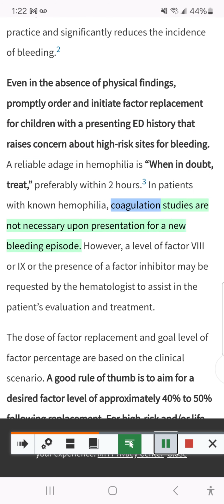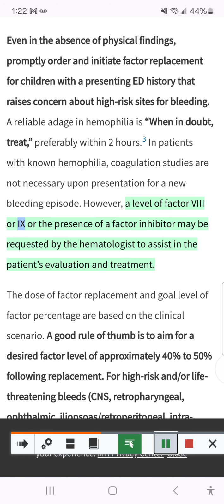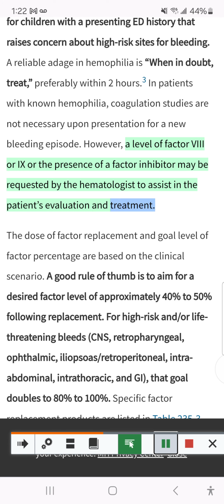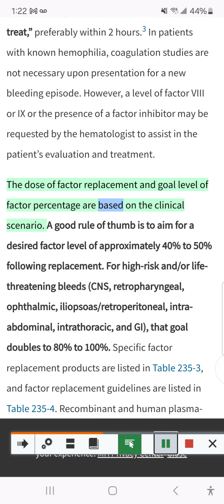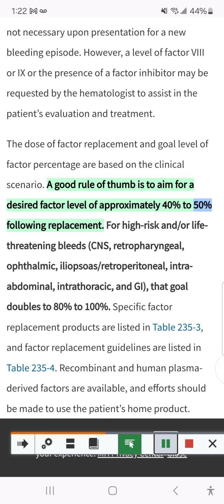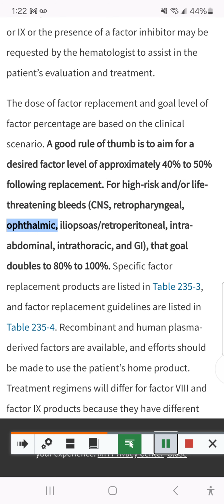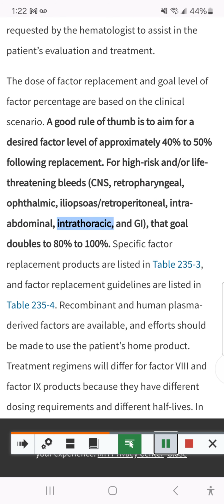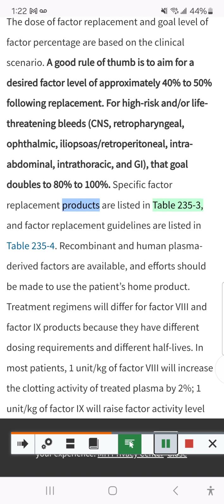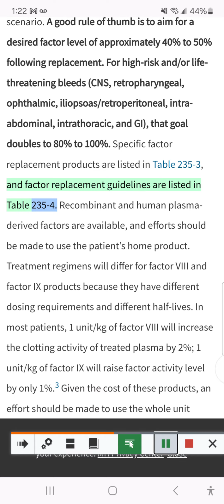In patients with known hemophilia, coagulation studies are not necessary upon presentation for a new bleeding episode. However, a level of factor 8 or 9 or the presence of a factor inhibitor may be requested by the hematologist to assist in the patient's evaluation and treatment. The dose of factor replacement and goal level of factor percentage are based on the clinical scenario. A good rule of thumb is to aim for a desired factor level of approximately 40% to 50% following replacement. For high-risk and/or life-threatening bleeds, CNS, retropharyngeal, ophthalmic, iliopsoas retroperitoneal, intra-abdominal, intrathoracic, and GI, that goal doubles to 80% to 100%. Specific factor replacement products are listed in Table 235-3, and factor replacement guidelines are listed in Table 235-4.